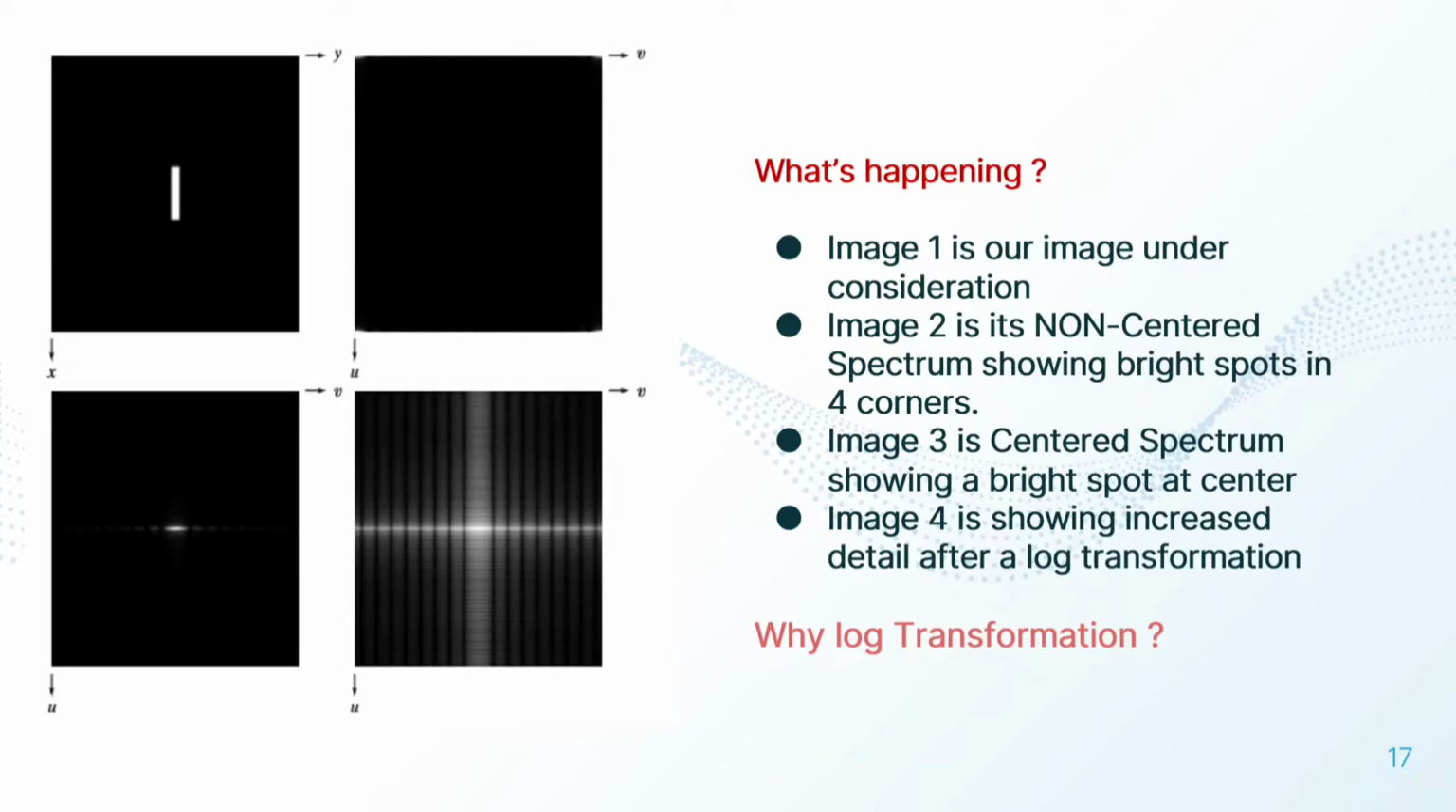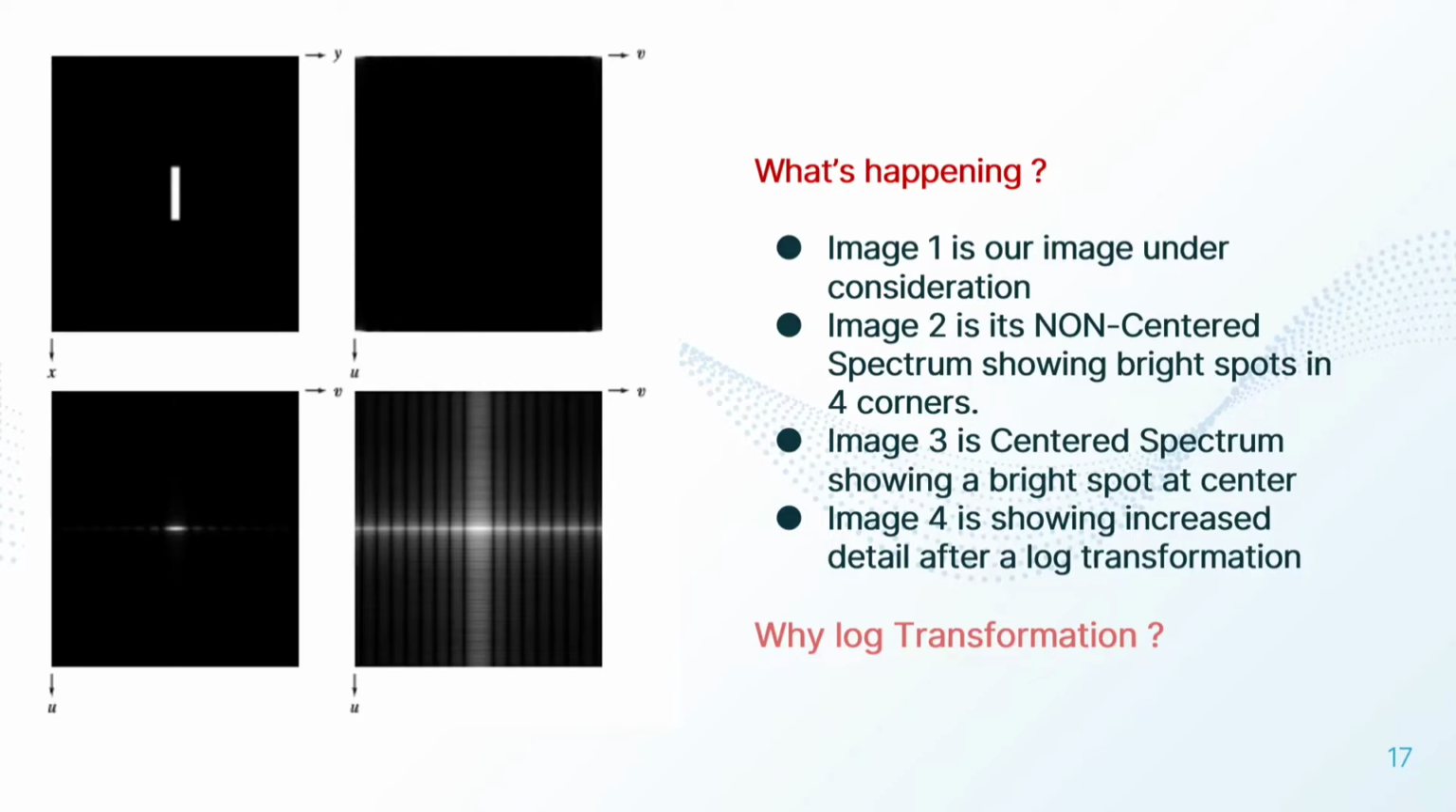The origins of both the spatial and frequency domains are at the top left. To center the spectrum, we simply multiply the image by (-1)^(x+y) before computing the DFT. Image 3 is the centered spectrum, that is, after shifting the origin, showing a bright spot at center. But still, we cannot get much information from it because the DC term dominates the values of the spectrum. Image 4 is showing increased detail after log transformation.